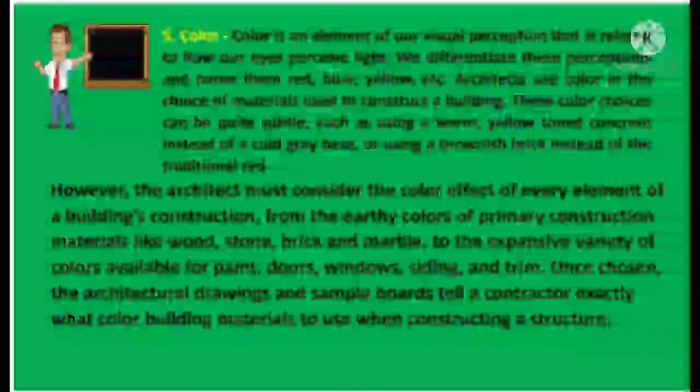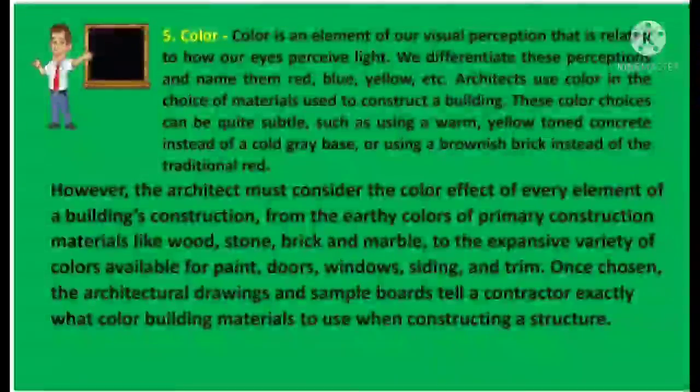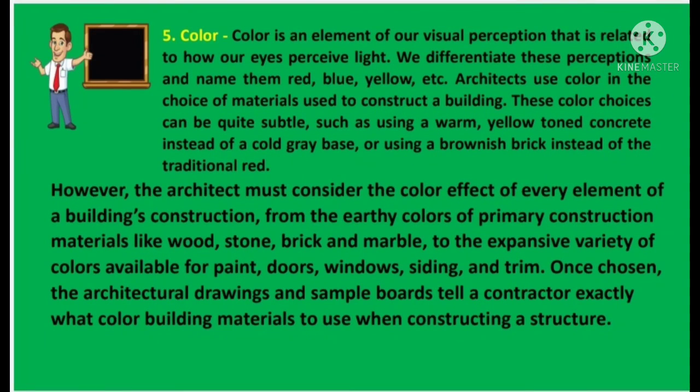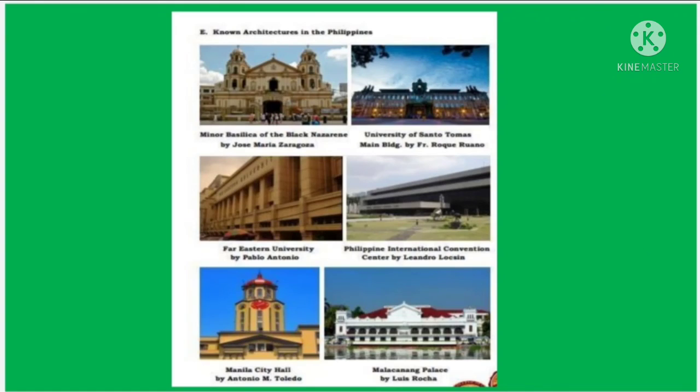So we have examples here, known architectures in the Philippines. Example here, we have Minor Basilica of the Black Nazarene by Jose Maria Zaragoza. And this is a church, a Catholic church. University of Santo Tomas, main building by Father Roque Ruano sa Manila. Far Eastern University by Pablo Antonio.